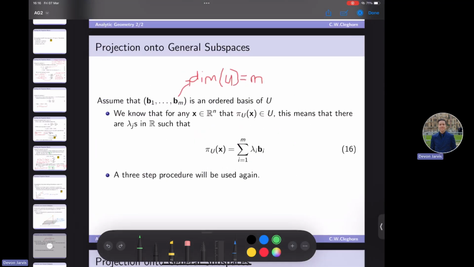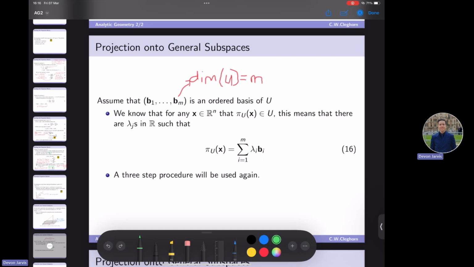So let's assume that b1 to bM is an ordered basis of U, being a subspace of Rn. We know that for any x sitting in Rn, there is a projection onto U, and this means that there are lambdas, multiple of them now because we have multiple basis vectors, in R, such that we can build our projected vector out of those basis vectors. So once again, we're now projecting onto M basis vectors, and so we will have M coordinates in that space.